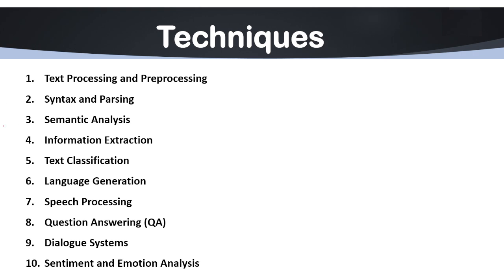Next we have syntax and parsing. So these techniques basically focus on understanding the grammatical structure of the sentence. So under this we have the first technique, that is part of speech. Part of speech is simply known as POS tagging. It is part of speech tagging, right? Assigning grammatical labels like noun, pronoun, verb, adjective to a word in a sentence is called part of speech, right?